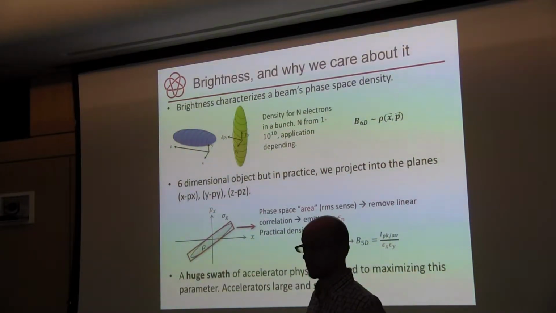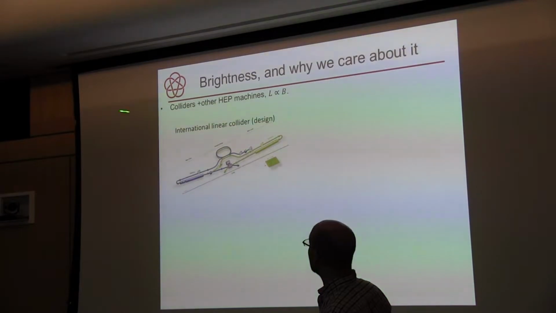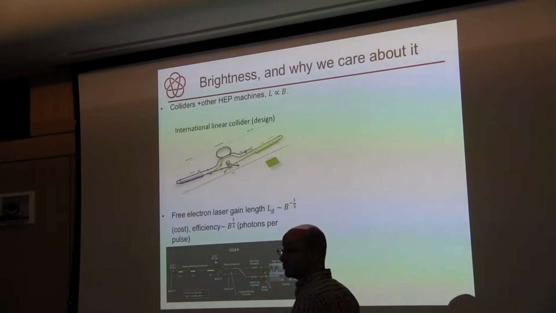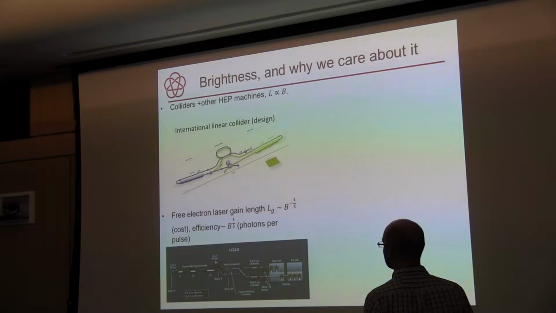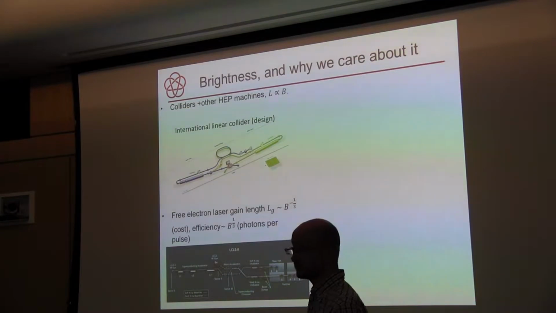Okay, a huge swath of accelerator physics, machines large and small, are dedicated to maximizing this parameter. Some examples, for instance, colliders and other HEP machines, which have length scales of many kilometers. The luminosity, or the efficiency of data collection, is proportional to the brightness. Free electron lasers, a revolution in photon sciences, providing huge X-ray power for materials and biological studies, have a gain length that's inversely proportional to brightness to the 1/3 and an efficiency proportional to brightness to the 1/3. So the brighter your beam is, the less expensive your free electron laser is. These are also kilometer scale devices.